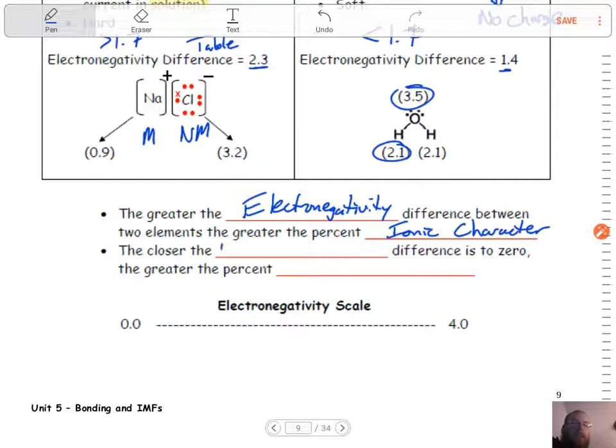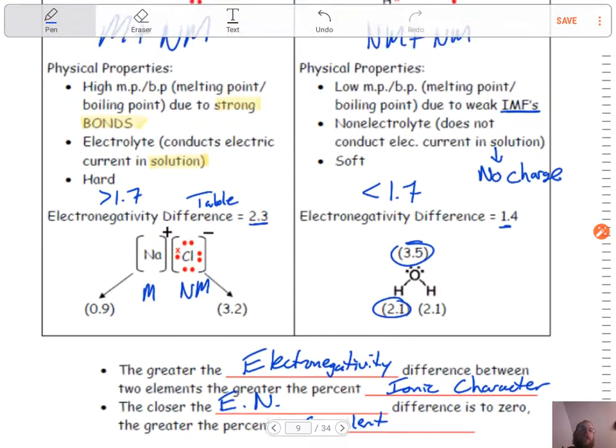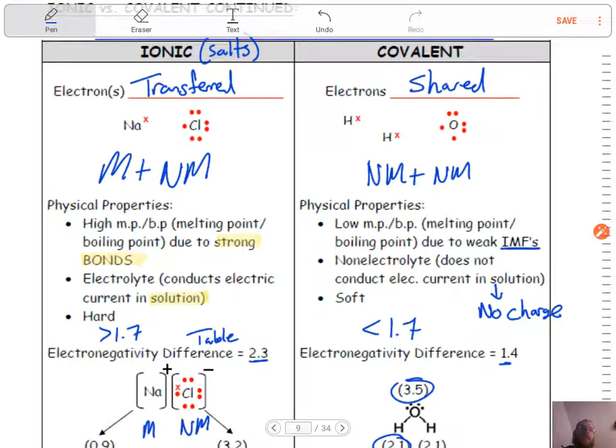Okay, the closer the electronegativity, I'm just going to abbreviate it as EN, to 0, the greater the percent it is covalent. So on this electronegativity scale that we have down here, this is more your covalent end, and this is more your ionic end. Okay, and somewhere here, that 1.7 is what distinguishes those. It separates it. But remember, this is not an end-all be-all. It's just more of a general guideline. So remember, always look for metal and nonmetal for ionic, nonmetal and nonmetal for covalent.